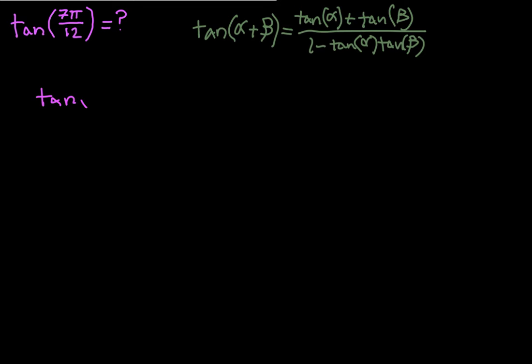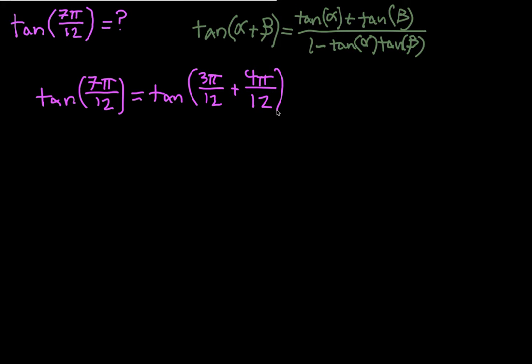Let's see. So we know that the tangent of 7 pi over 12 is going to be equal to the tangent of 3 pi over 12 plus 4 pi over 12. And what are those angles? Let's simplify this even further. Those separated but simplified, that's going to be the tangent of pi over 4 plus pi over 3.